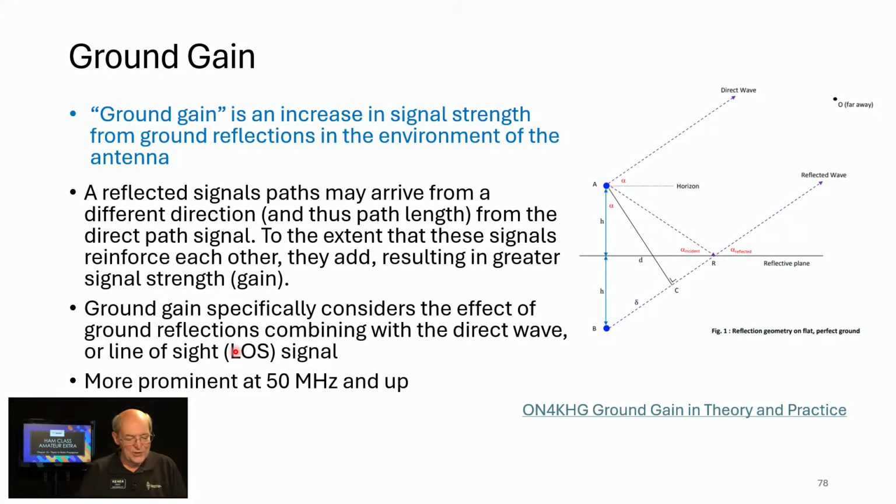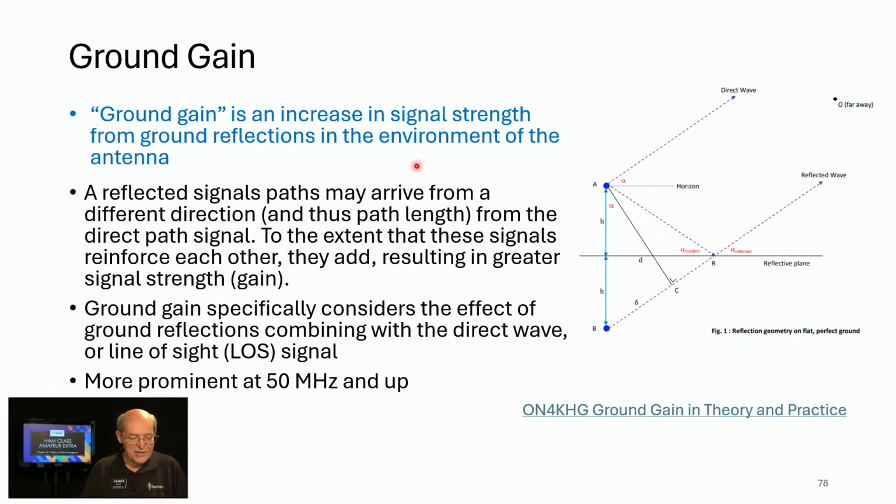Now, ground gain and Fresnel zones were introduced in this version of the extra pool. So this is the second time that we've been through this. And I did quite a bit of research to try to figure out how to explain this, because it's something that a normal ham would never think about. The first concept is ground gain. It's an increase in signal strength from the ground reflections in the environment of the antenna.